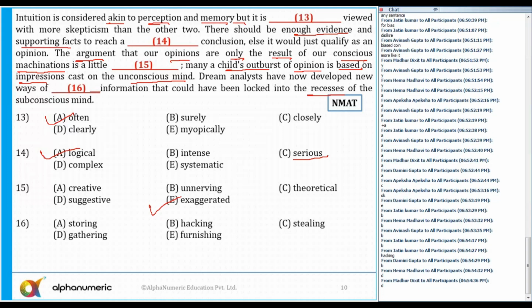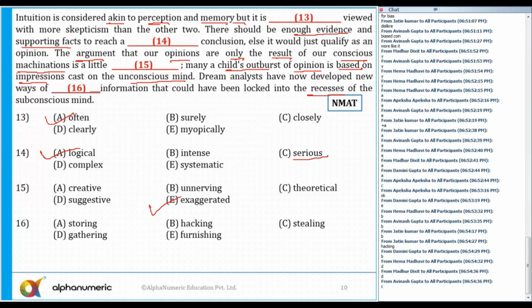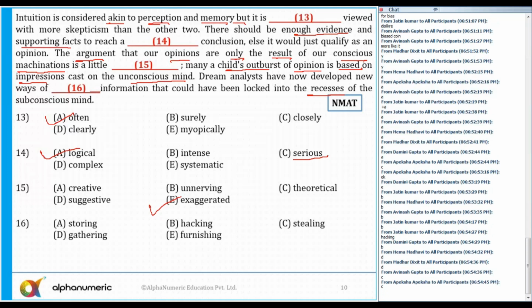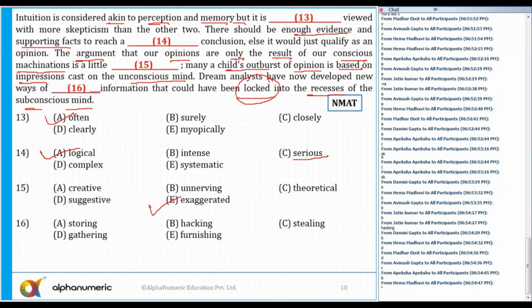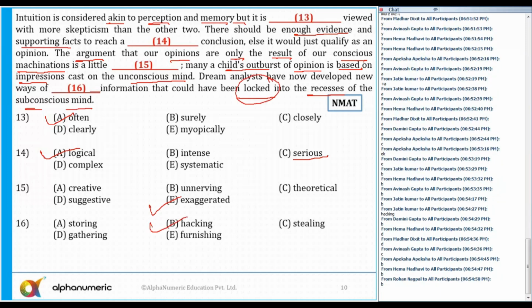If something is locked, and you want to access it, what will you do? You all are computer students. Yes. If something is locked deep inside something, then you'll have to hack it. They have developed new ways of hacking information that could have been locked into the recesses of the subconscious mind. So they will take out that information which is hidden. They will hack it. Okay. So from the context also, you will have to look at words.